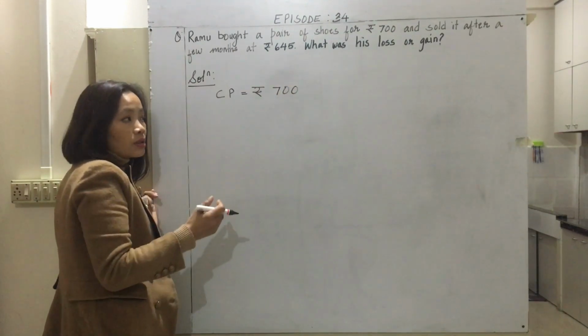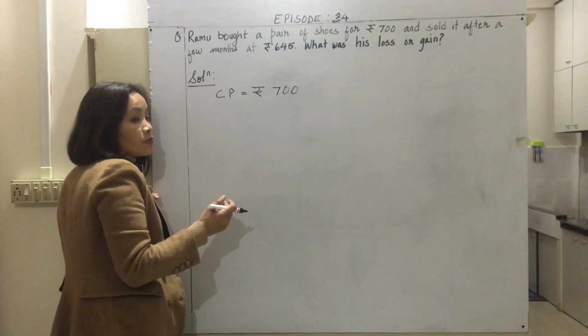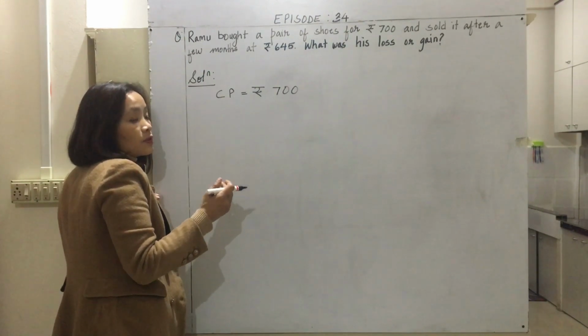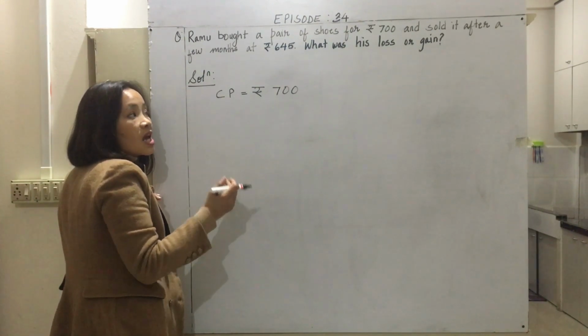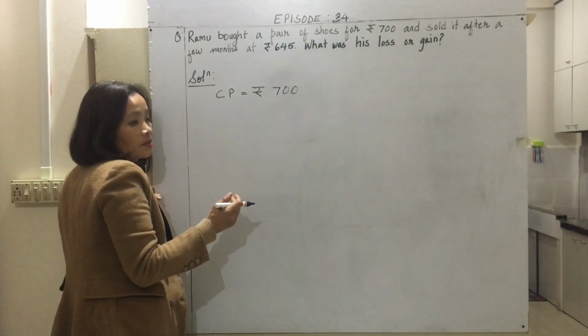Next, he sold it for rupees 645. Sold it for 645 means his selling price is 645.